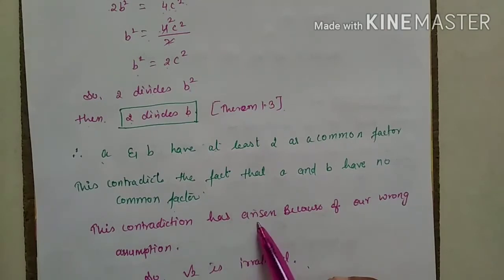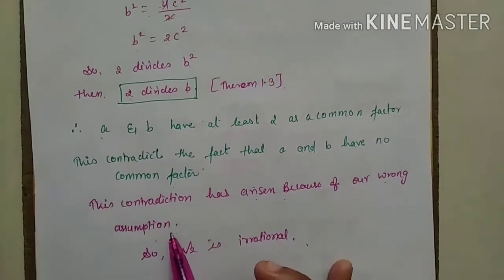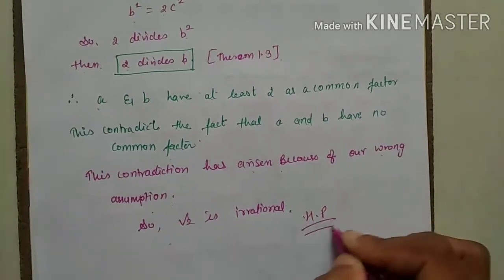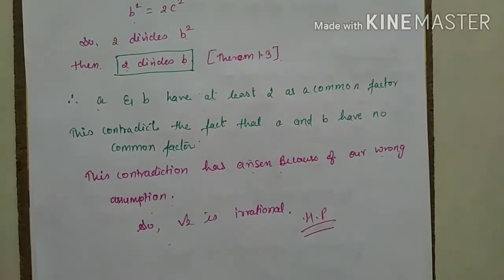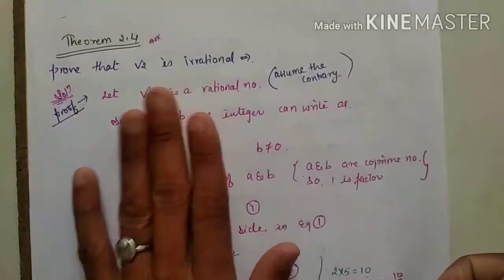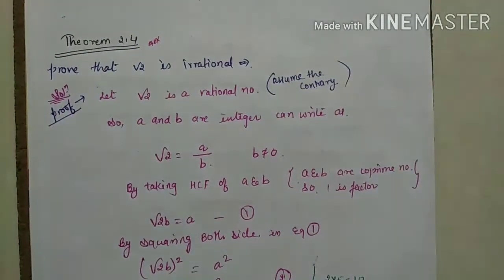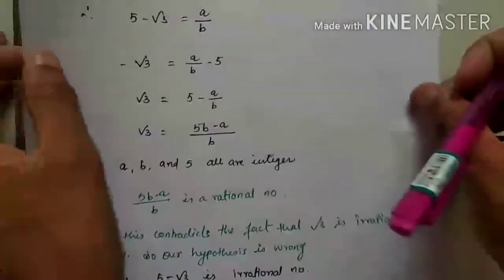So this contradiction has arisen because of our wrong assumption. We have taken a wrong assumption. So root 2 is irrational. Hence, proved. Is it clear? This is the way you have to prove root 2 as an irrational number. Some questions based on this we have. Just go through this assumption, and I am giving you some more theorems to do by yourself as homework. Now come to the next part.